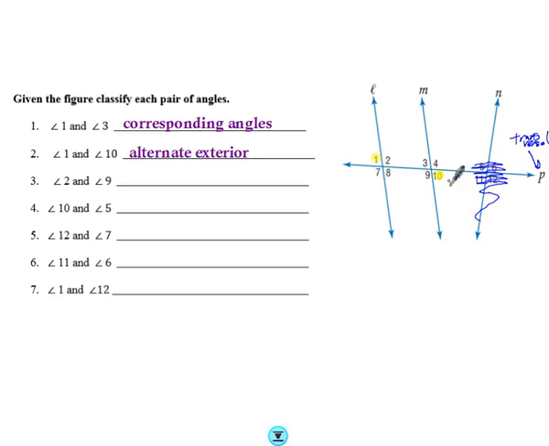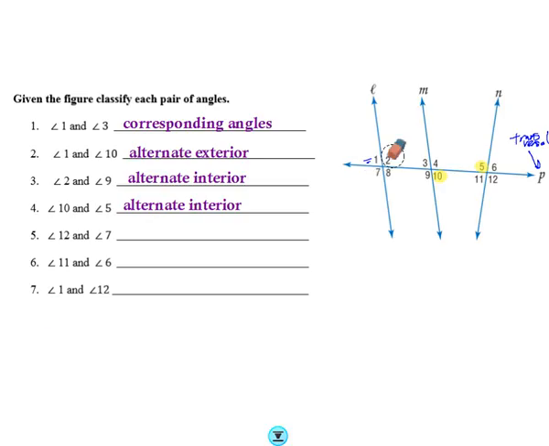The relationship between 2 and 9. So 2 is here, 9 is here. Again, not worried about any of those 4 angles. So if I'm looking at this, these would be alternate interior because they are on alternating sides of the transversal, and they are considered interior angles. If I look at 10 and 5, so 10 is here, 5 is here, so now I'm not using these angles. This one on opposite sides or alternating sides of the transversal, and they're considered interior angles.